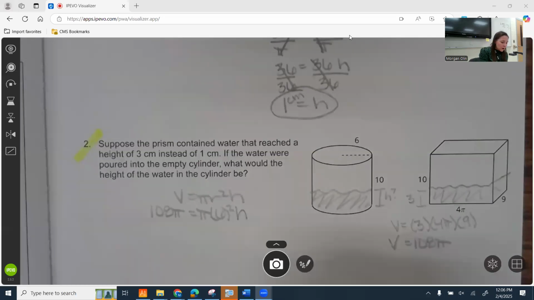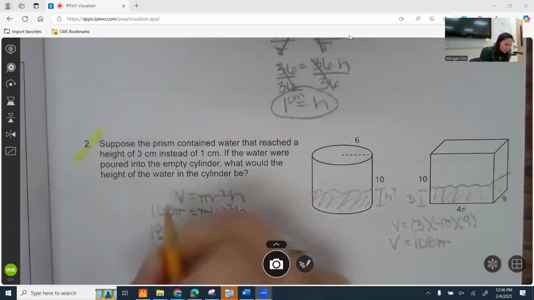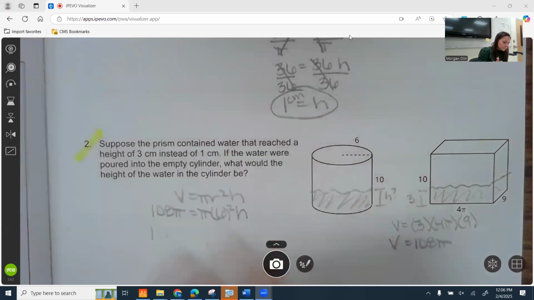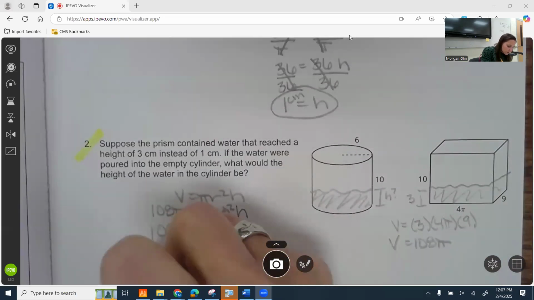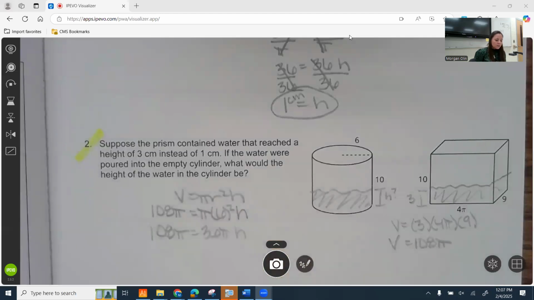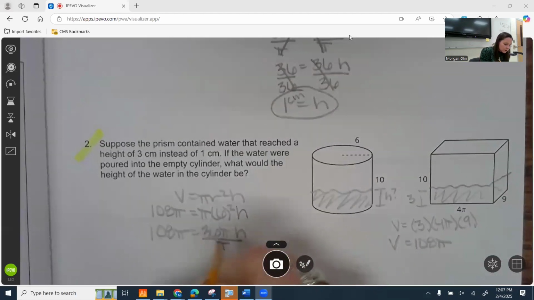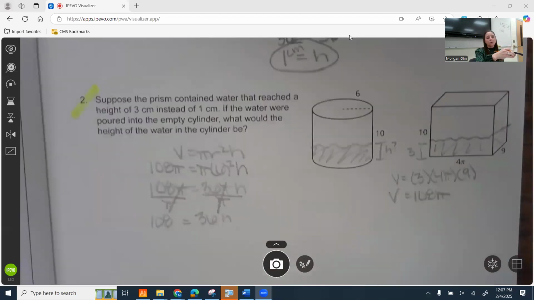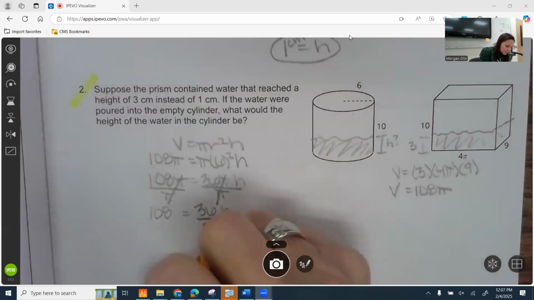All right, let's go solve this. Whoops, it's 108, not 180. I'm going to go ahead and change that to 36 pi. And if you notice, do you see how you have pi on each side? So let's divide pi out. All right, so 108 equals 36h. And so now let's solve for h. We're going to divide by 36.